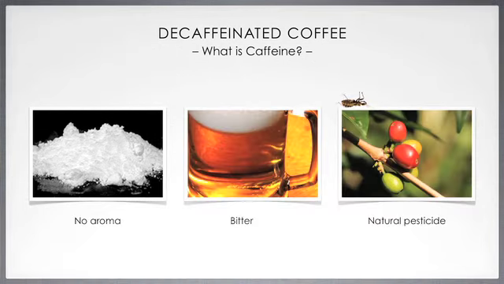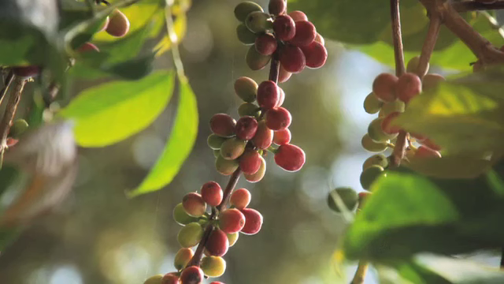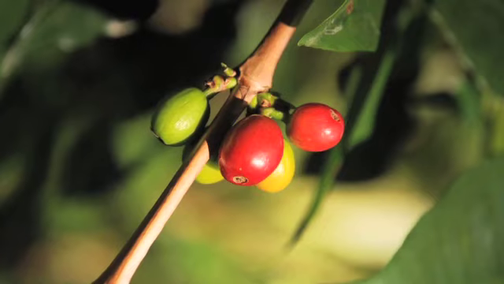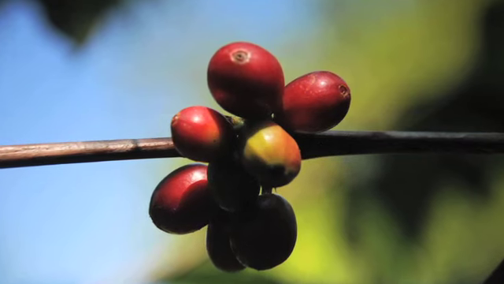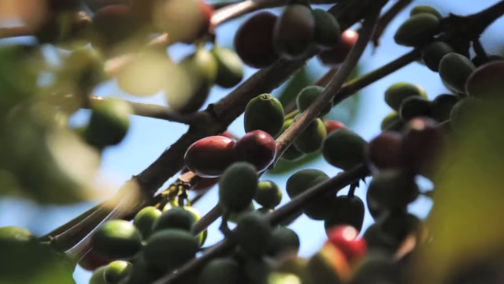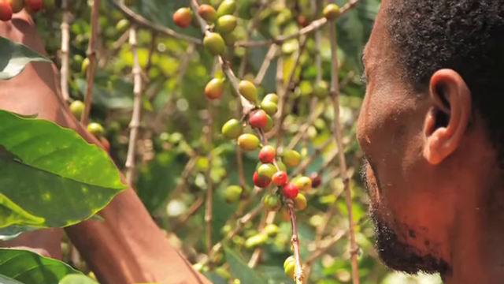Caffeine has no aroma or smell. It is slightly bitter in taste, and it is in fact a natural pesticide, meaning that it has a built-in compound that destroys insects that are harmful to these precious plants. What is important to understand is that caffeine is a natural thing. It's naturally evident in tea and coffee plants.